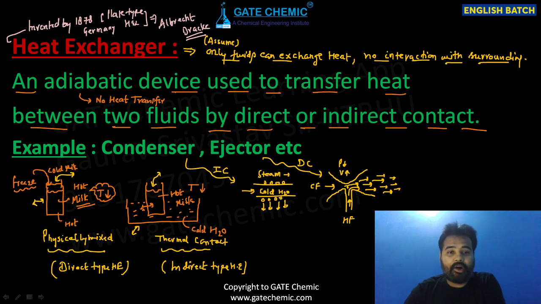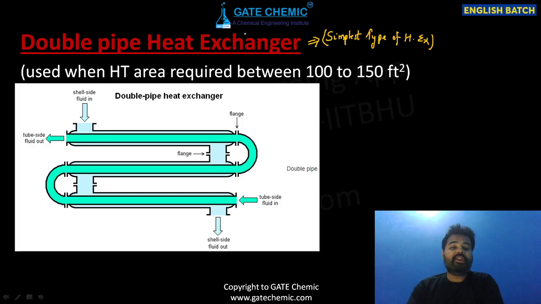Okay, now we were talking about double pipe heat exchanger. As you all know now, this is the simplest type of heat exchanger, that is used only and only when the heat transfer area required is between 100 to 150 square feet. Now here you can see its simple diagram.